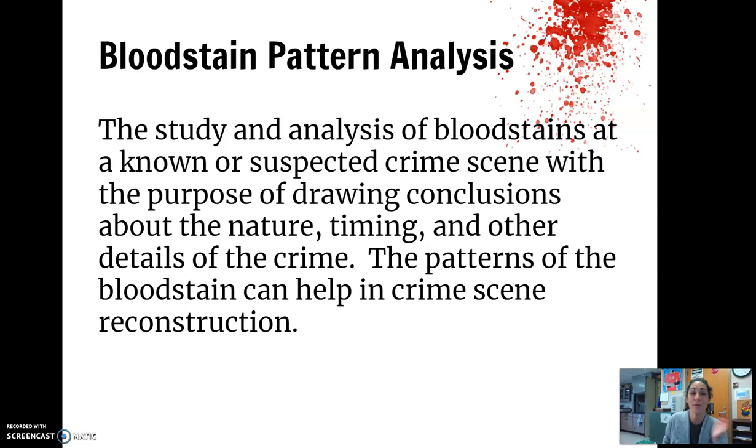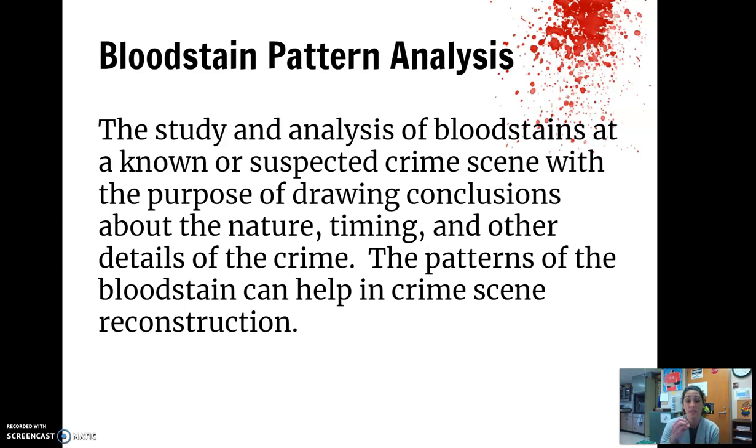All right, so blood stain pattern analysis is the study and analysis of blood stains at a known or suspected crime scene with the purpose of drawing conclusions about the nature, timing, and other details of the crime. The patterns of the blood stain can help in crime scene reconstruction. So what investigators are looking for is to figure out what happened. And the blood stains or patterns themselves can explain a lot of that.